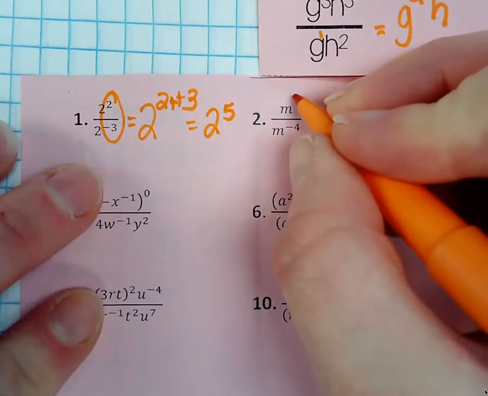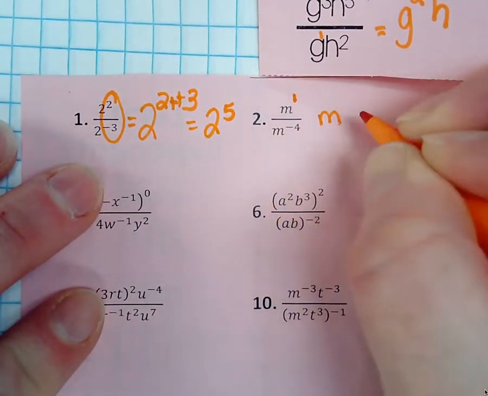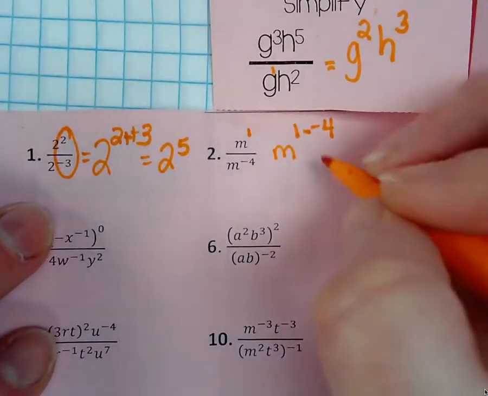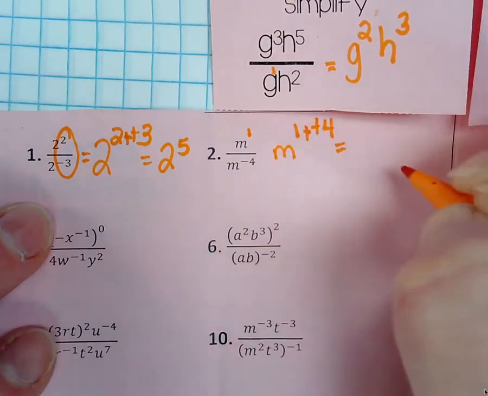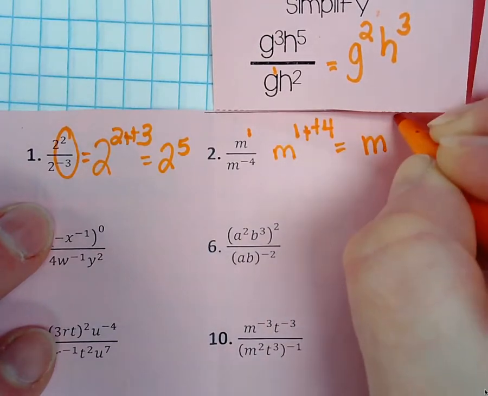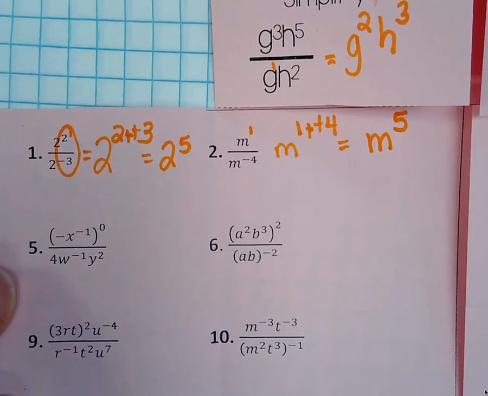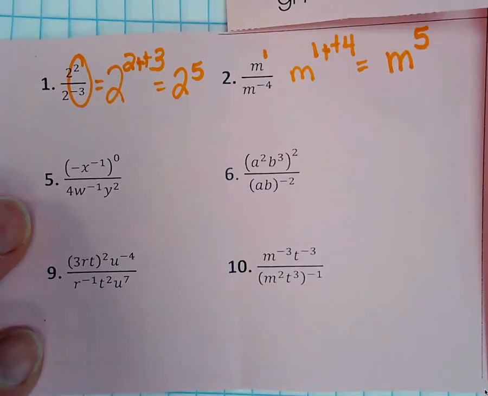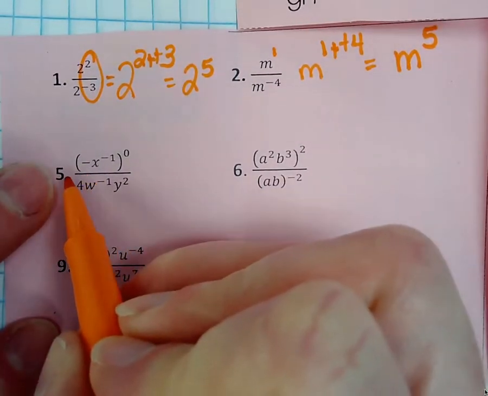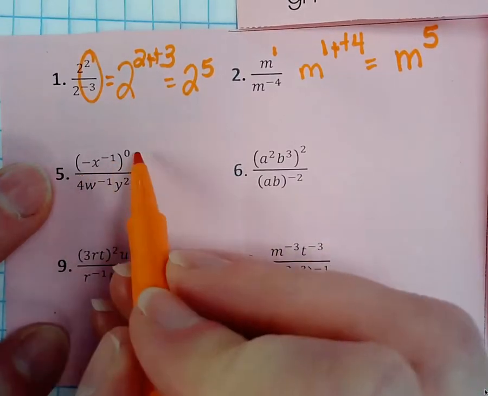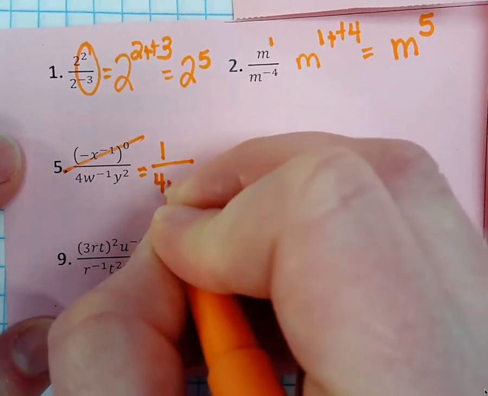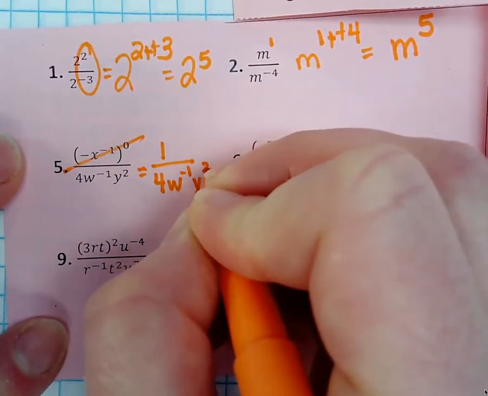All right, what about this? This is m to the 1. So 1 minus a negative 4. m to the 5. All right, this one, we have 0 on top, to the 0 power, yep. So what's left is just 1 over 4 w to the negative 1 y squared.